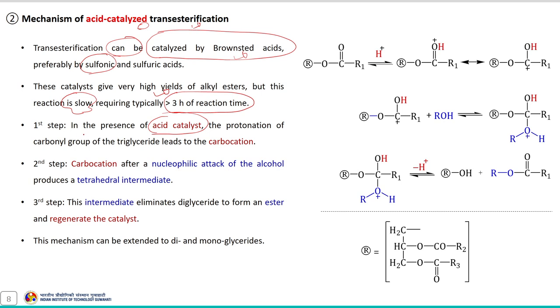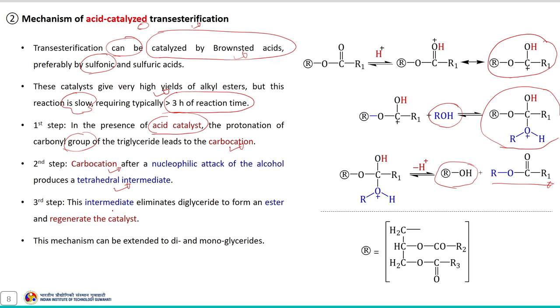In the first step here, in the presence of the acid catalyst, the protonation of the carbonyl group of triglyceride leads to the formation of a carbocation. And in the second step, the carbocation after a nucleophilic attack by the alcohol produces a tetrahedral intermediate in this particular form. And in the third step, this intermediate eliminates diglyceride, as we have seen in the previous slide, to form an ester and regenerate the catalyst.